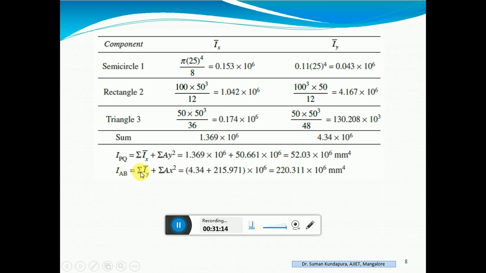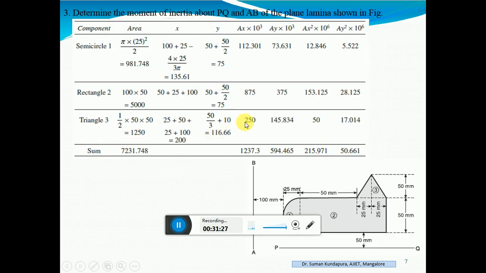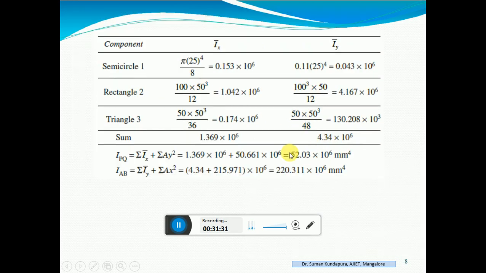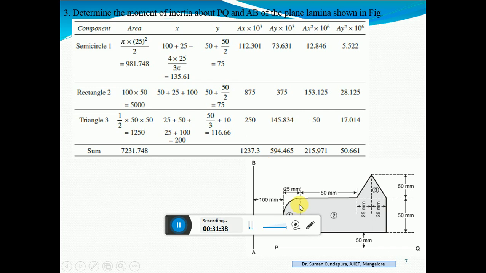IAB is equal to summation Iy bar plus summation Ax square. What is summation Iy bar? It is this one, 4.34, and summation Ax squared is from here 215.971. So in this way we found out the moment of inertia about PQ and AB, which is not at the base, which is at a distance of 50 mm. This is at a distance of 100 mm.